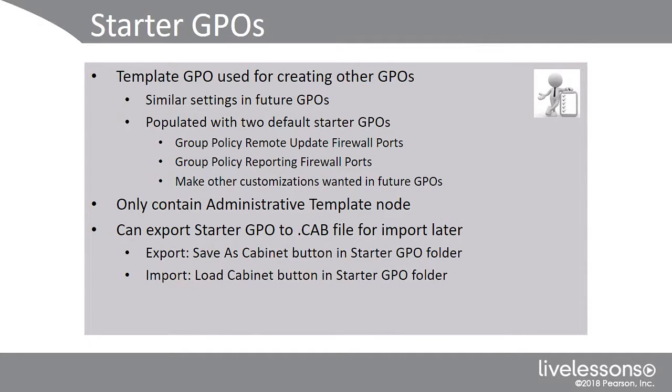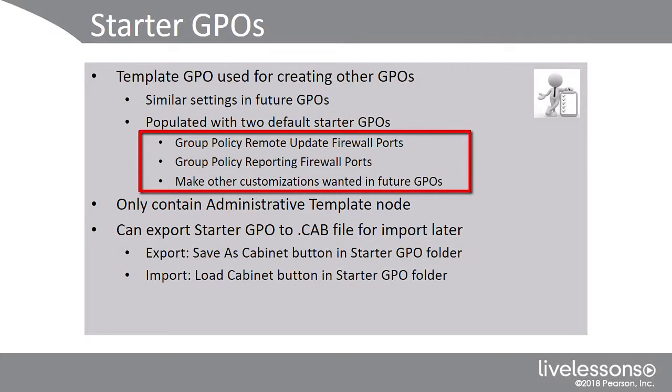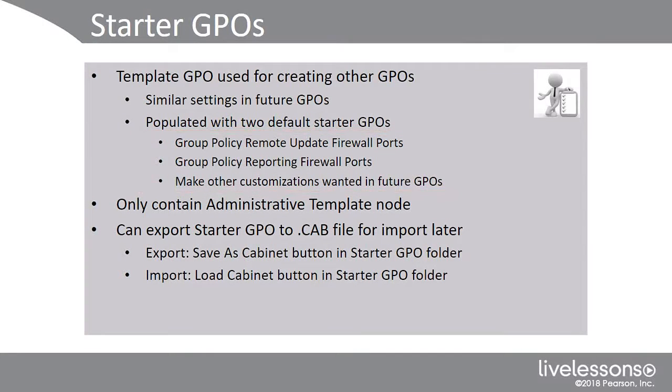Another shortcut is the use of starter GPOs. This is a template that you'll use for creating other GPOs. It's similar settings that you're going to want to use in future GPOs. AD DS contains two default starter GPOs, the Group Policy Remote Update Firewall ports, as well as the Group Policy Reporting Firewall ports. However, you can make other customizations that you're going to want in future GPOs. And you'll have one administrative template node, and then you can export the starter GPOs to a CAB file using the Save as Cabinet button, and then you'll import a cabinet file that you've exported using the Load Cabinet button.